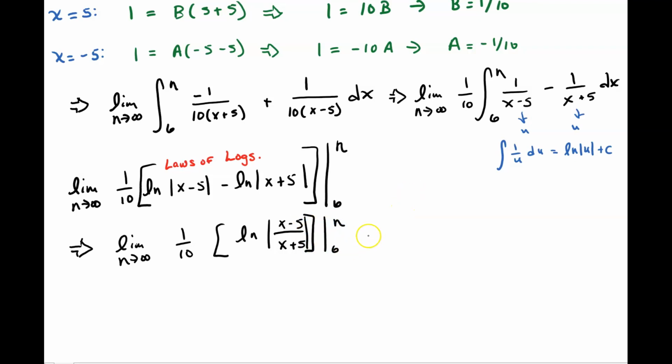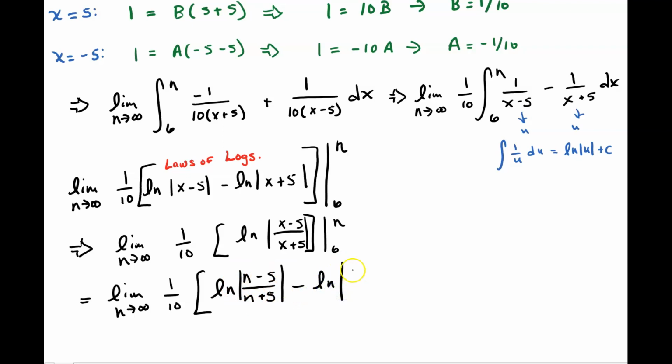And so I think now I'm ready to plug in my n and evaluate, to get closer to evaluating the limit. The limit as n goes to infinity then of 1/10. And now let's go ahead and plug in. It's going to be the natural log of (n minus 5) over (n plus 5). We close that out. All right, minus the natural log of (6 minus 5) over (6 plus 5).